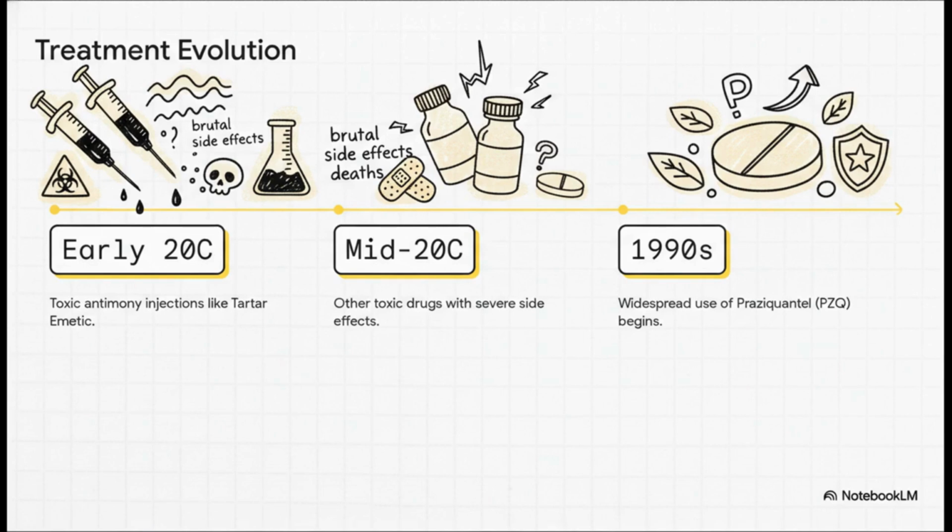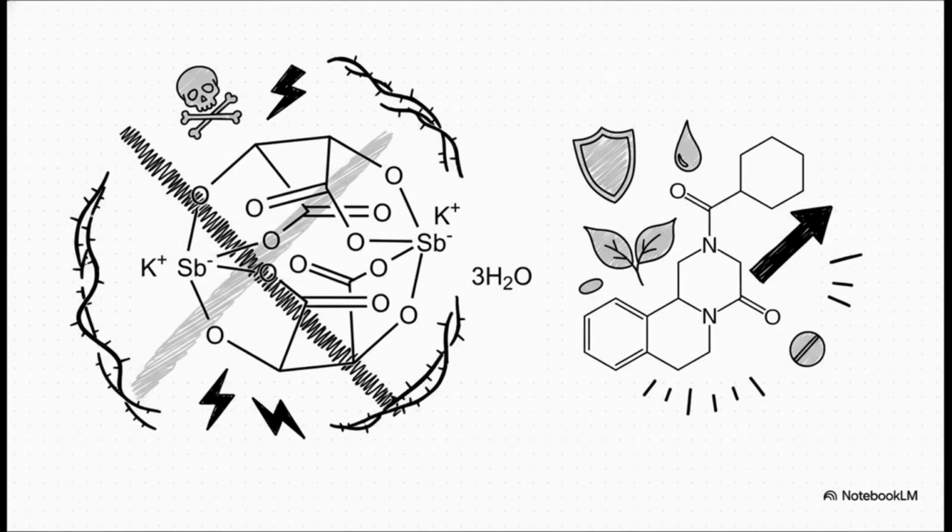But then, in the 1990s, everything changed with a single pill, a drug called praziquantel, or PZQ for short. I mean, just look at this contrast. On the left, that's the chemical structure for an antimony poison. On the right, praziquantel. It's safe, it's incredibly effective, and it can be given in a single dose. This pill was the absolute turning point in the fight.